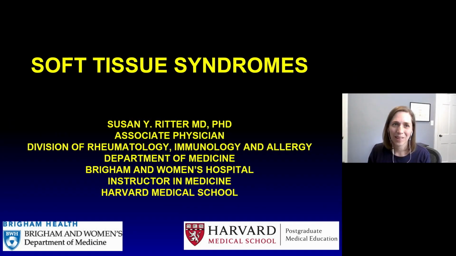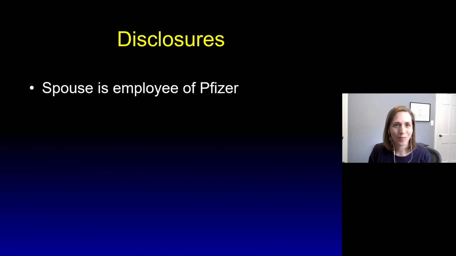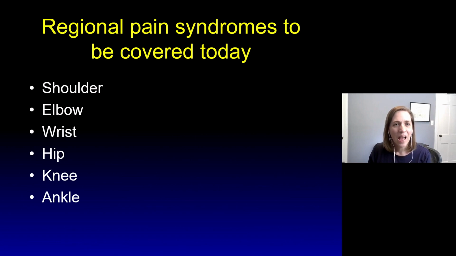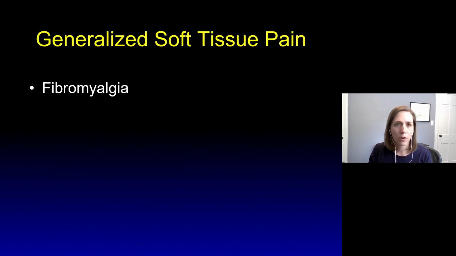As Dr. Delaropa said, I'm here to talk about soft tissue syndromes. Here are my disclosures. And I'm going to talk today about several regional pain syndromes, starting at the shoulder and working our way down to the ankle. And towards the end, we're also going to cover generalized soft tissue pain, also known as fibromyalgia.